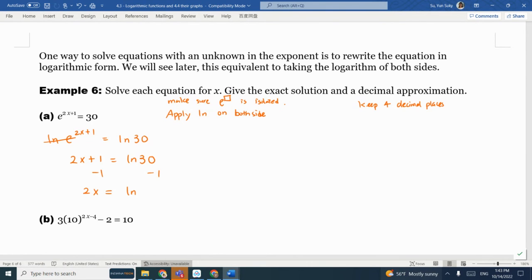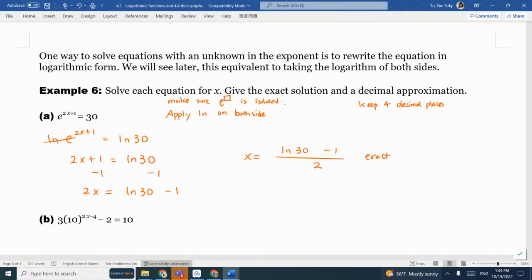No, we cannot do that. This is ln of 30, subtract 1. And we cannot subtract the 30 and 1. Okay, be careful. This is not ln of 29. It's ln of 30 and then subtract 1. So far, so good, everybody? Yes? What's x? Yeah, divided by 2. So this is the exact solution.